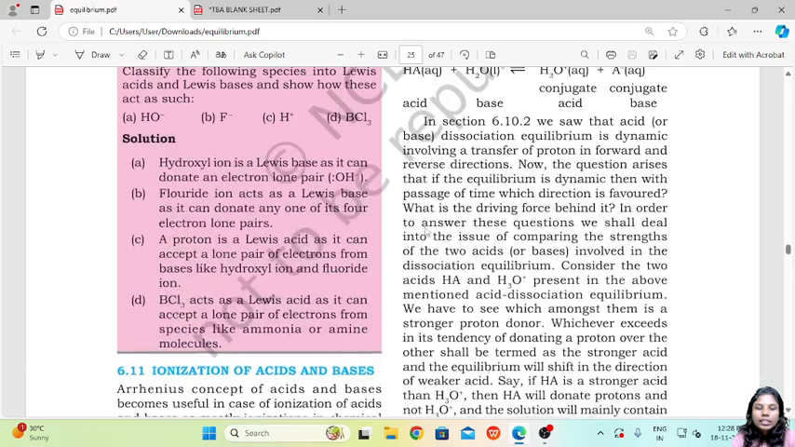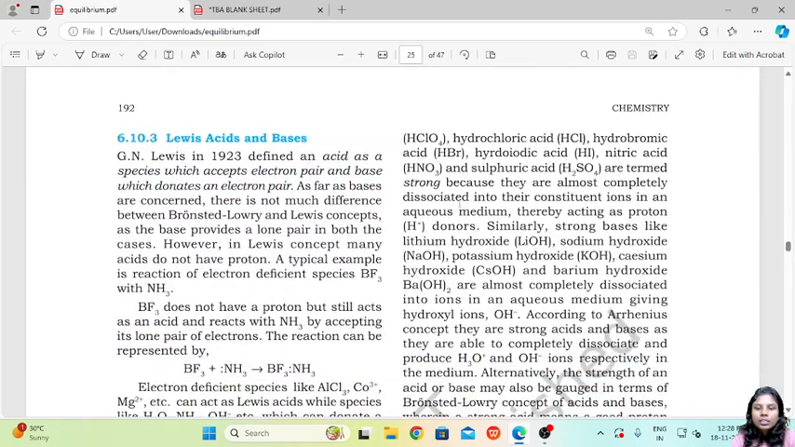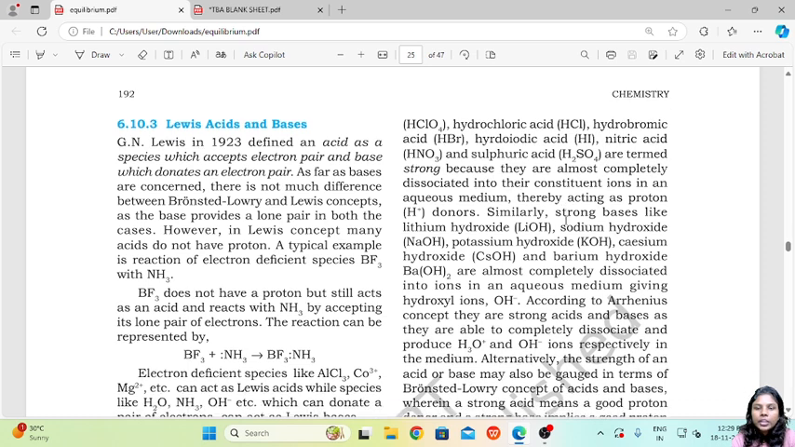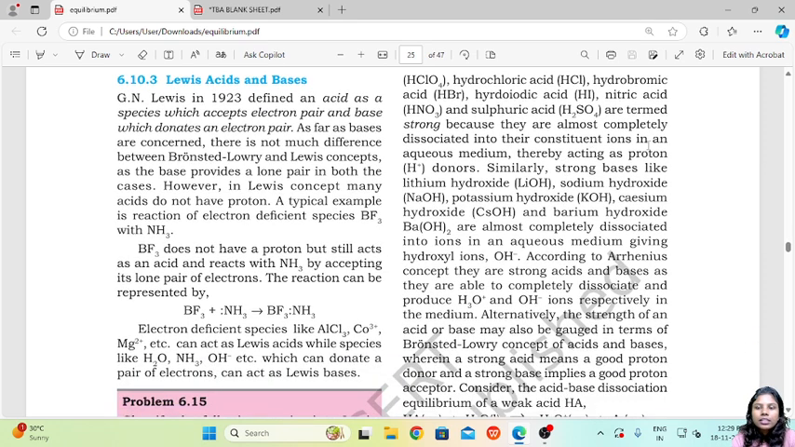So strong acids like perchloric acid, hydrochloric acid, hydrobromic acid, hydroiodic acid, nitric acid and sulfuric acid are termed strong acids because they completely dissociate into their constituent ions in the aqueous medium. Thereby they act as proton donors. As they dissociate completely, they are donating their protons, that is H+.